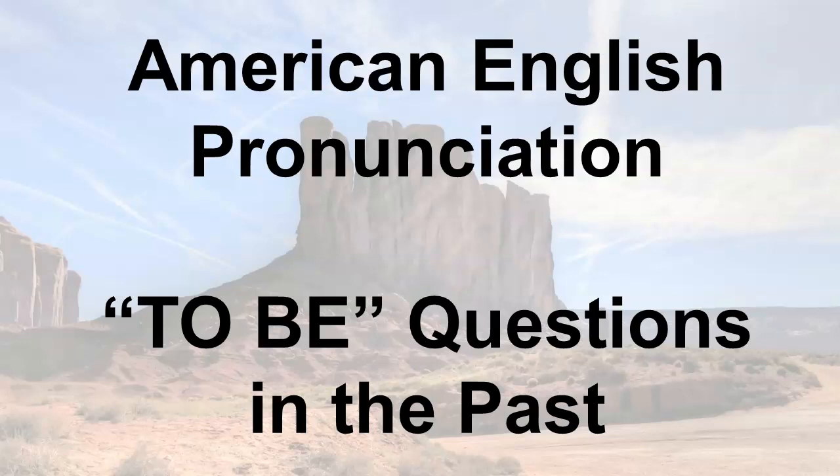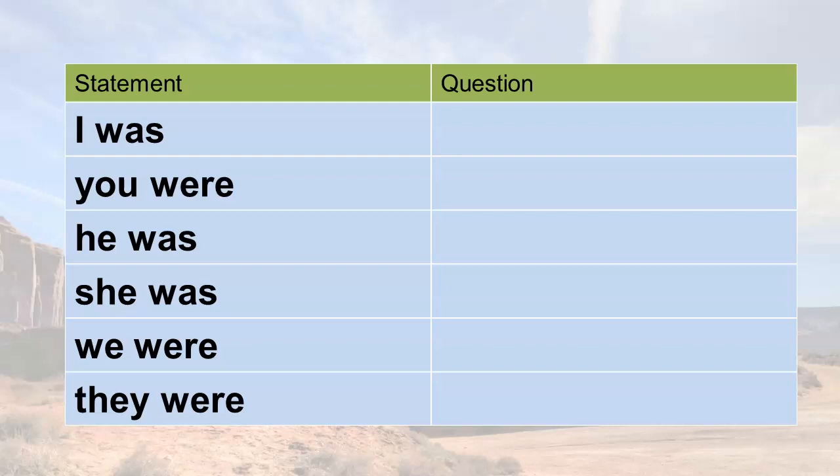Hello everyone, welcome. Let's do a little practice asking questions in the past with the verb to be, and of course we will work on the pronunciation. So here we have the statement, I was. How do you make this a question? Remember to simply change the word order. So the question is, was I?